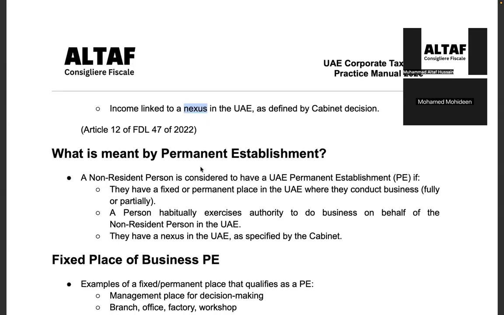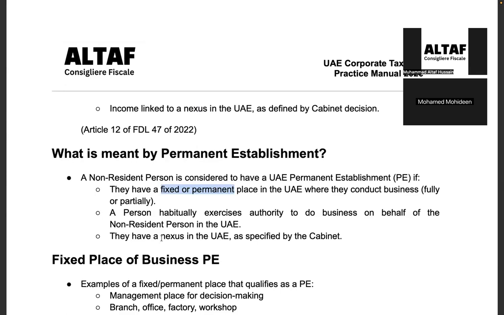So first point, what is permanent establishment? A natural person is considered to have a UAE permanent establishment if, how many categories did we discuss? You mentioned very rightly. They have a fixed or permanent place. That's the first and predominant category of permanent establishment: fixed or permanent place of business. Second, a person habitually exercising authority and control. This is called the dependent agent PE, right?